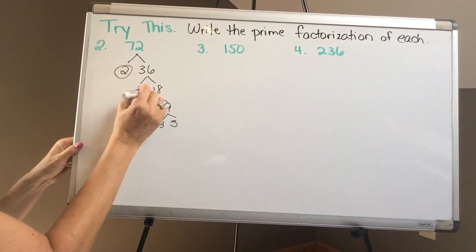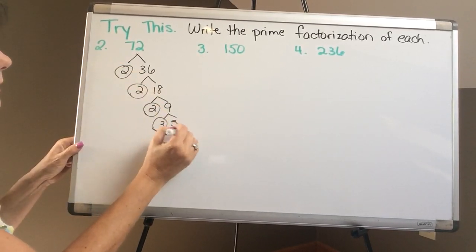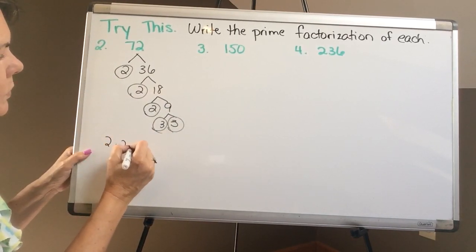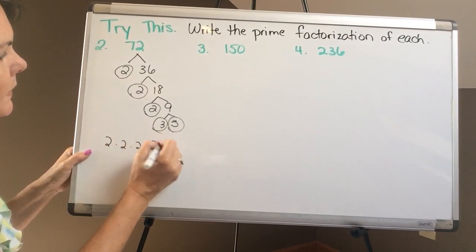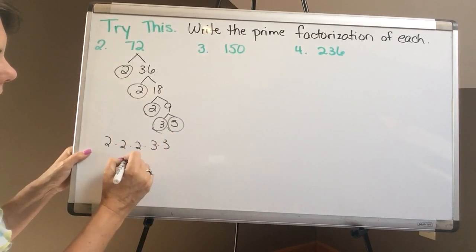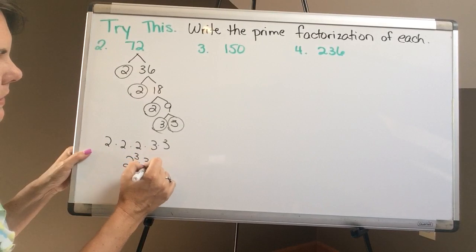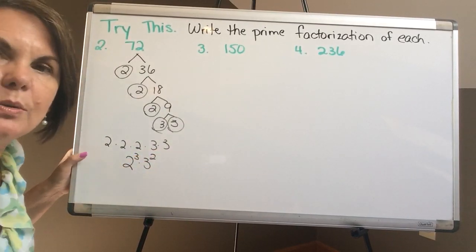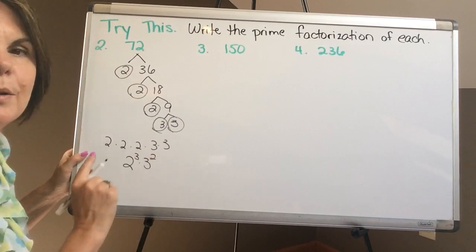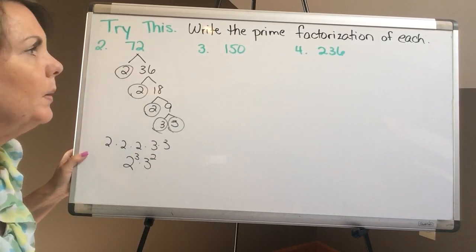Now my factors are the ends of my branches. So I have 2 times 2 times 2 times 3 times 3. 1, 2, 3, 4, 5. That gives me 2 to the third times 3 squared. If I chose 8 times 9, it breaks down differently, but you end up with the same factors. Can't get a different one.